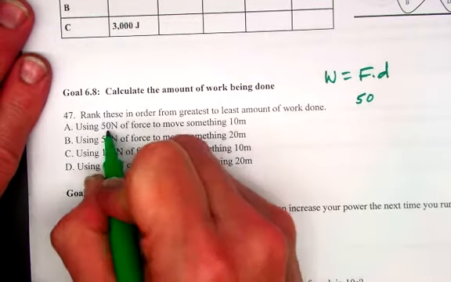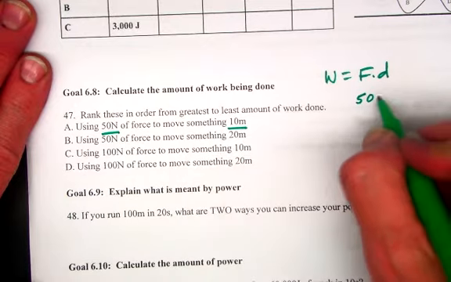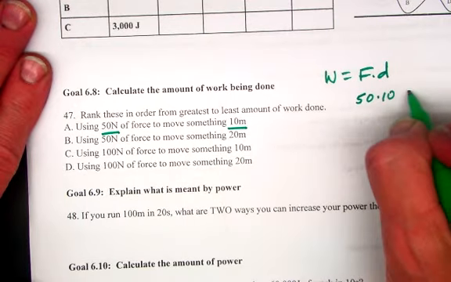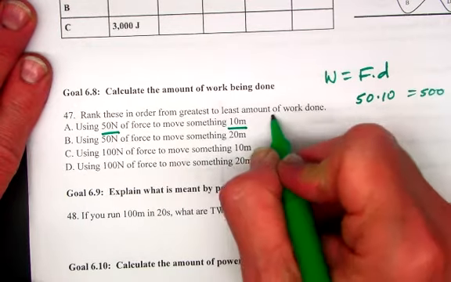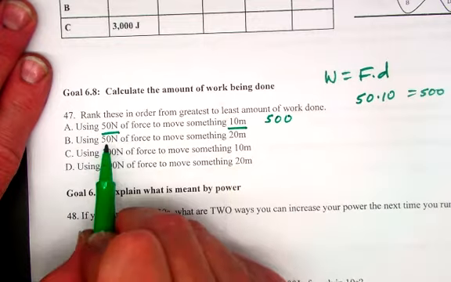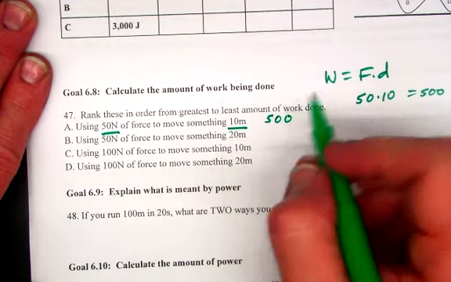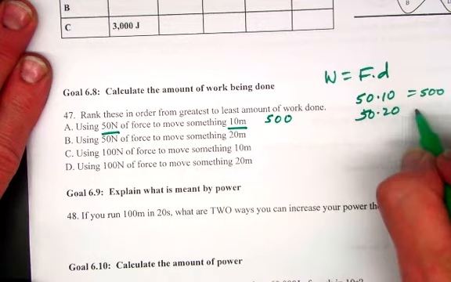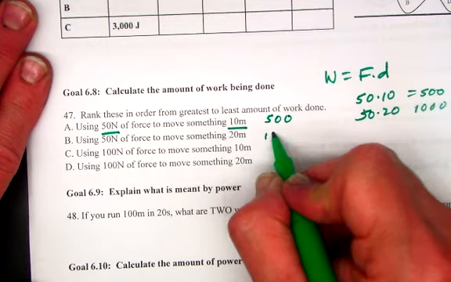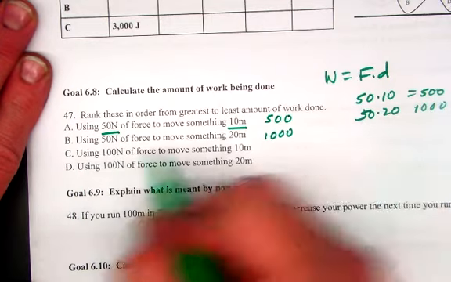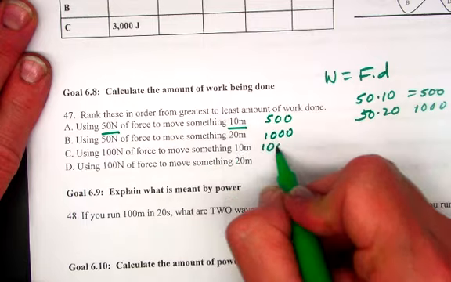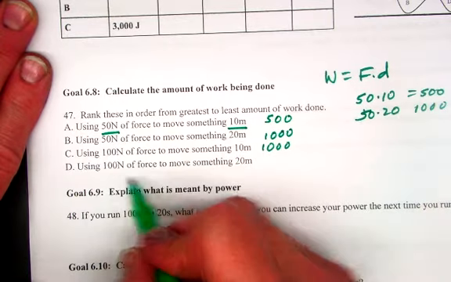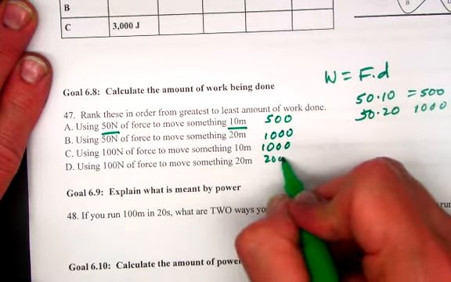50 and multiply it by the distance of 10. 50 times 10 is 500. So this first one is 500. 50 times 20 is going to be 1,000. 100 times 10 would be 1,000. And 100 times 20 would be 2,000.